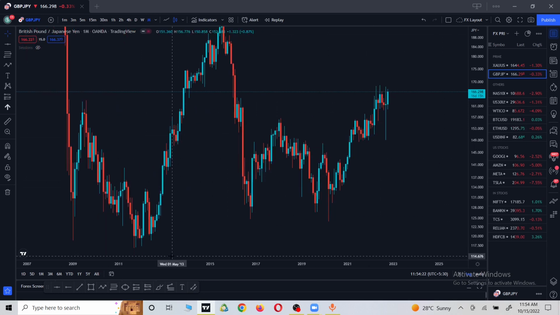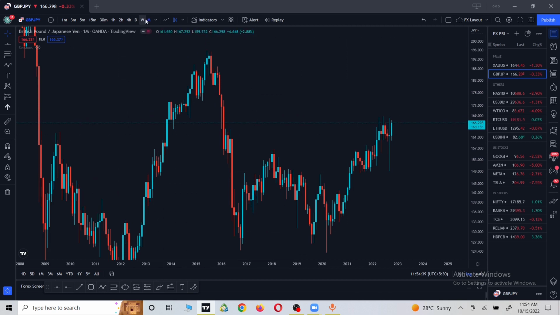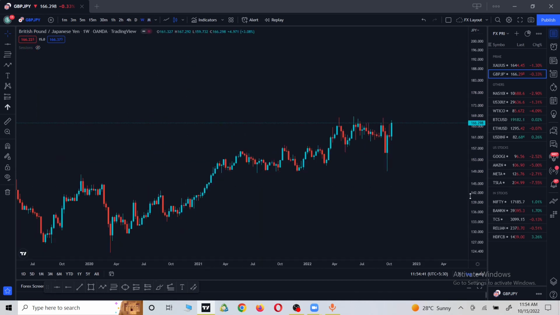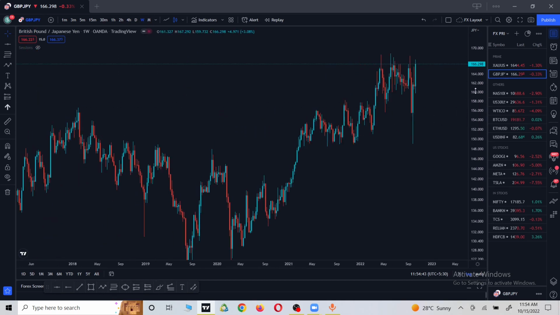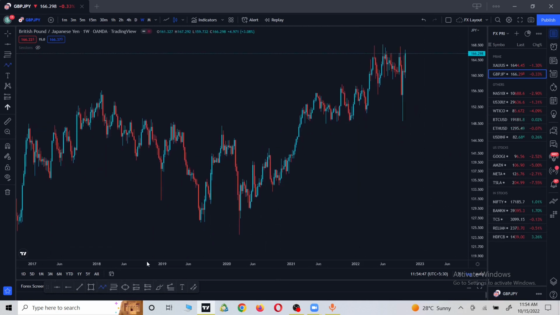As we can see on the monthly time frame, price is pretty much bullish, as we are making higher highs and higher lows. Starting from here, as you can see, we have the high, higher low, higher low. So the price is pretty much making higher highs and higher lows, so we are going bullish. Now on the weekly time frame as well, the price is pretty much moving to the upside, so we are moving in the upward direction.